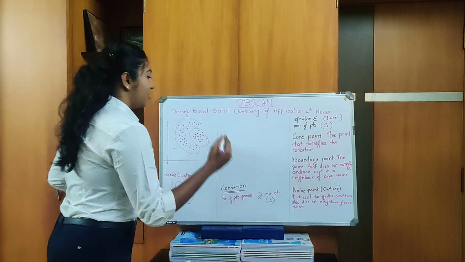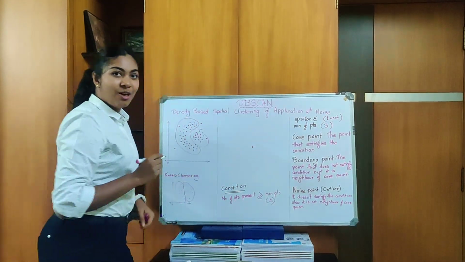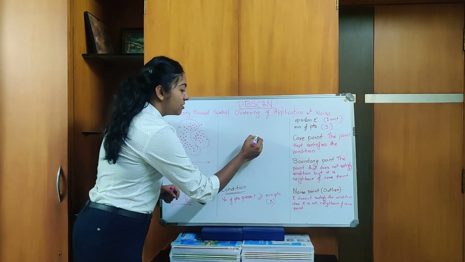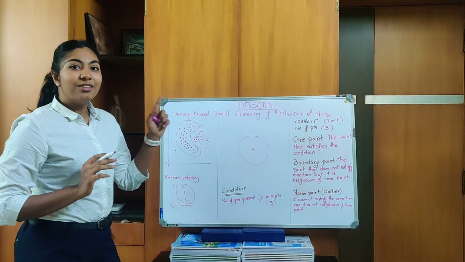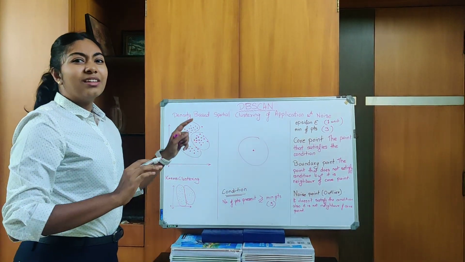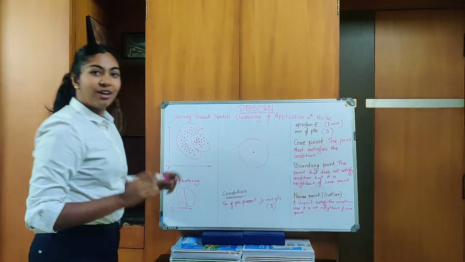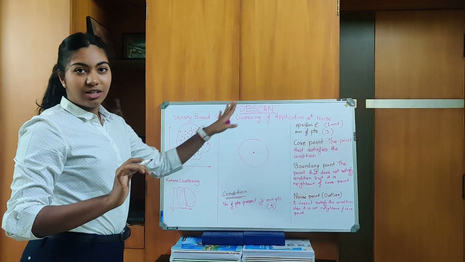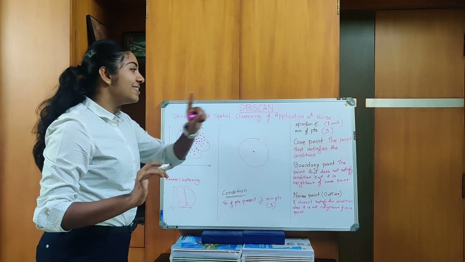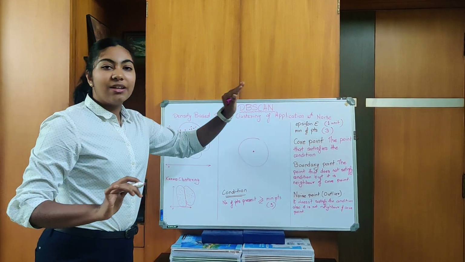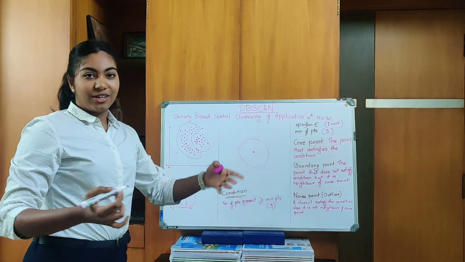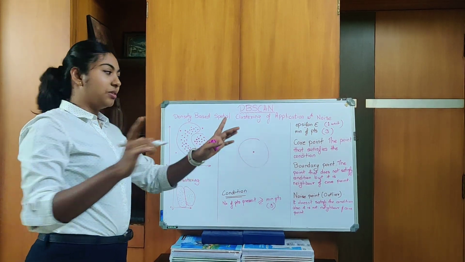Let us take an example. Imagine I have taken a point A. The first step is to draw a circle around it. What is this circle? The circle we have made has a radius of epsilon. Understood? We are drawing a circle around the point with radius epsilon. Epsilon and the minimum number of points are user defined. Over here I am taking an example of 1 unit.